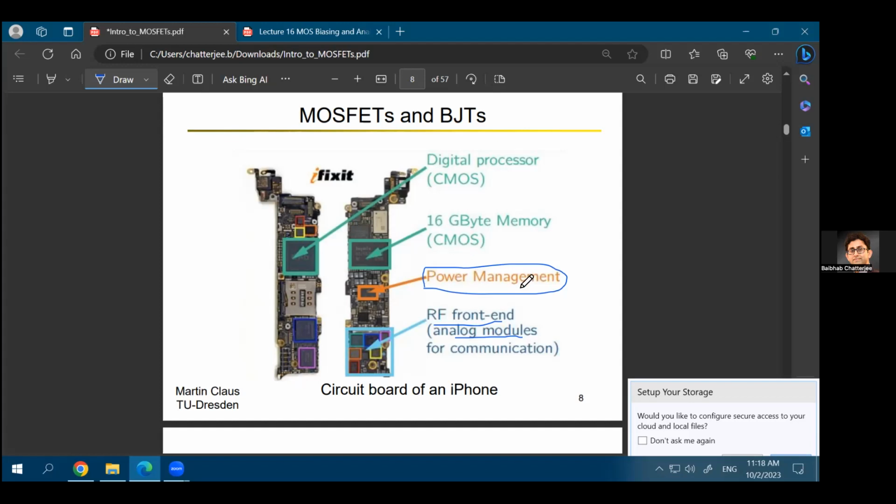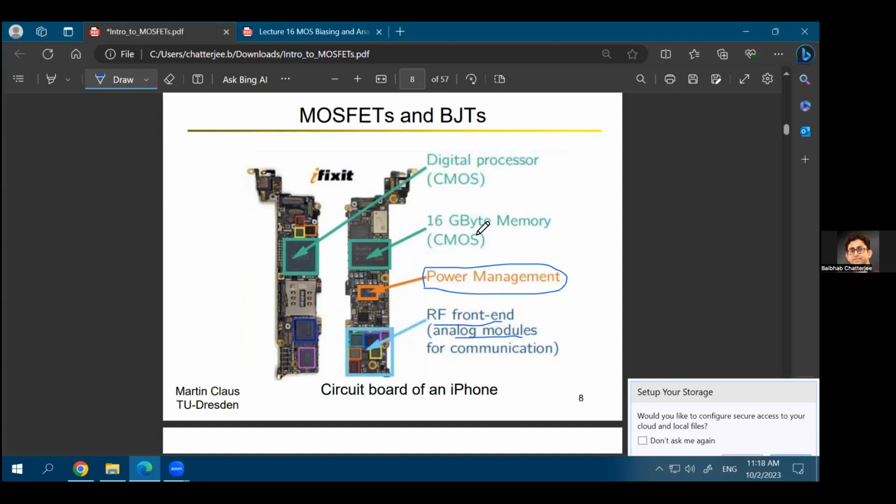So you need some kind of a power management unit. And that power management unit is made of MOSFETs as well as BJTs. We'll discuss BJTs later on, but the power management unit is a place where you have both MOSFETs and BJTs, and that's a predominant use of BJTs today in any kind of circuits.